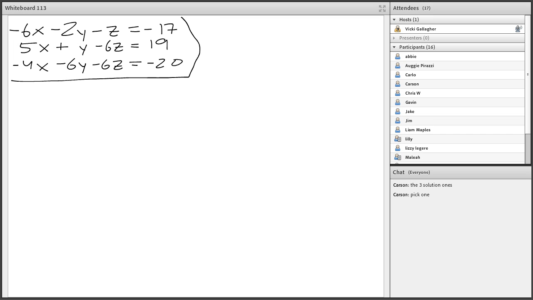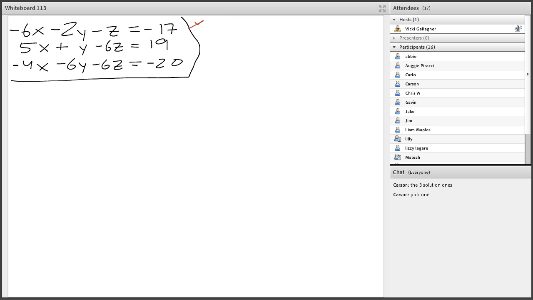Most of my classes today that asked about this problem wanted to get rid of the Y. Personally, when I look at this, my first instinct is to go for the Z's because two of them are already 6Z. But it doesn't matter what letter you choose. Since most of my students today chose Y, I'm going to choose Y as well, just in case that's what you would choose. So I'm going to eliminate the letter Y.